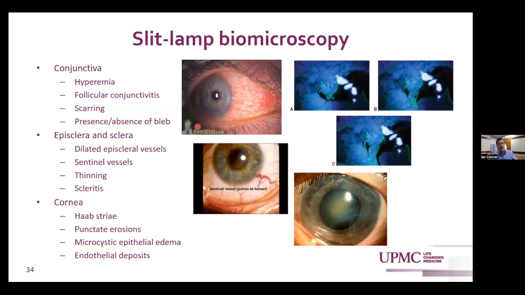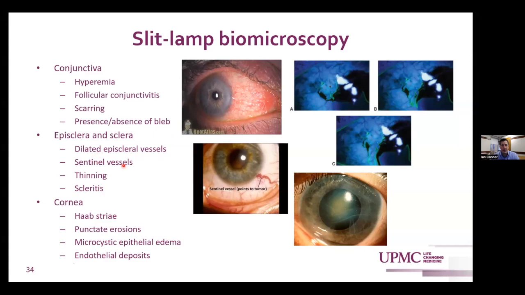You want to look at the conjunctiva for signs of hyperemia and follicular conjunctivitis that might indicate an allergy to topical medications, scarring that might affect your ability to plan surgery for the patient, presence or absence of the bleb, and if the bleb is intact or leaky, as you see in this series of photographs, it needs to be dealt with, because it's a risk for endophthalmitis if it's not managed appropriately.